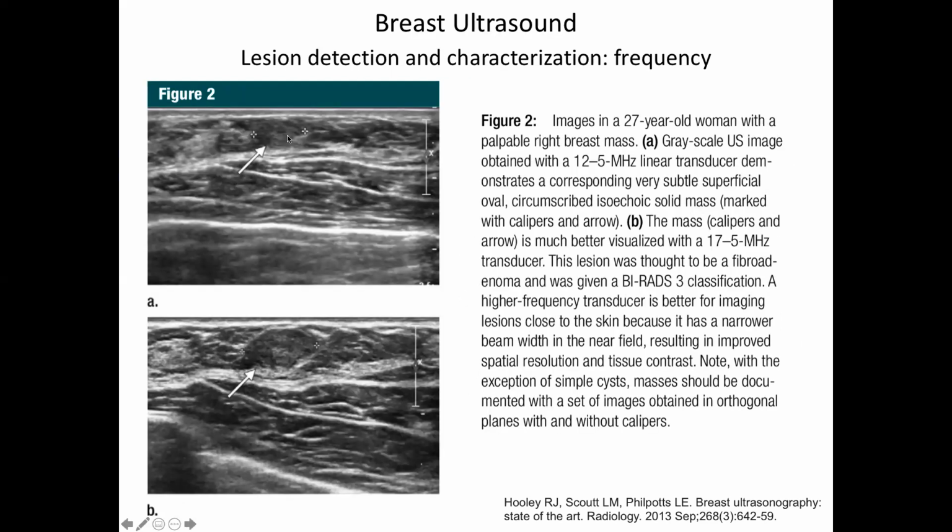Here, palpable right breast mass. So this tissue is obviously stiffer, right? However, if you didn't have an arrow and two cursors here, for those of us who don't have experience reading these things, you wouldn't see that. I certainly wouldn't see that.